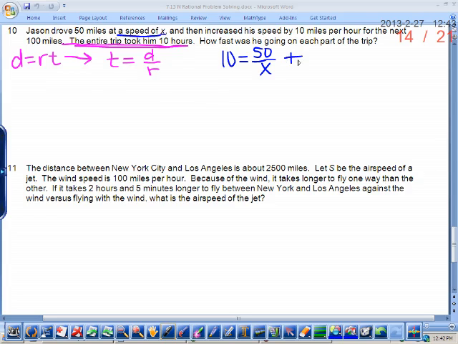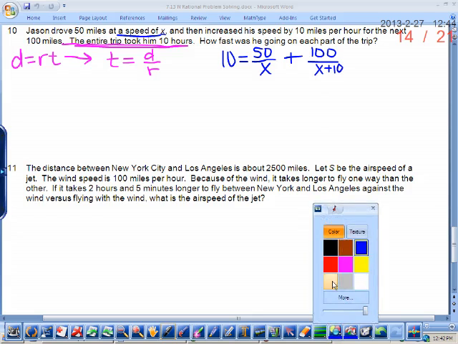Okay, we're going to add that now to the second leg. What is the distance of the second leg? 100. And what's the rate of the second leg? It's plus 10. Any questions on setting up this equation? When you're given the total time, this is how you want to set it up. Okay? All right, what are we going to need to do in order to solve this?